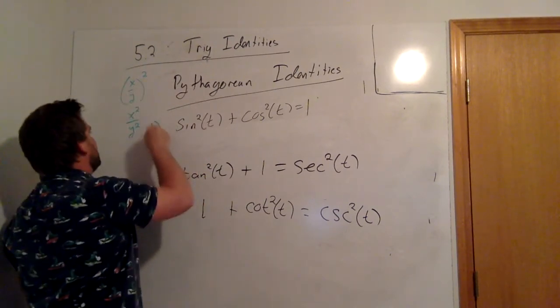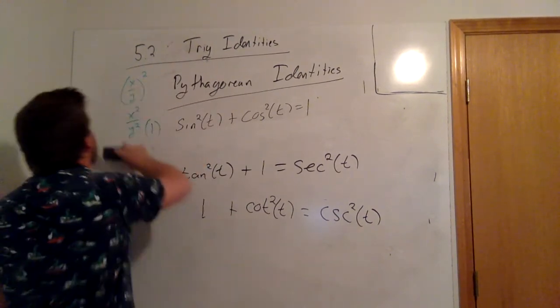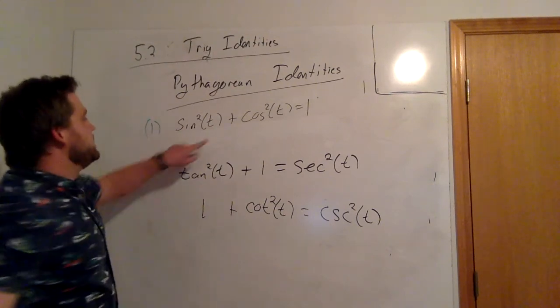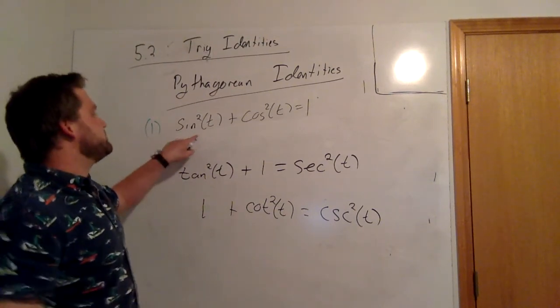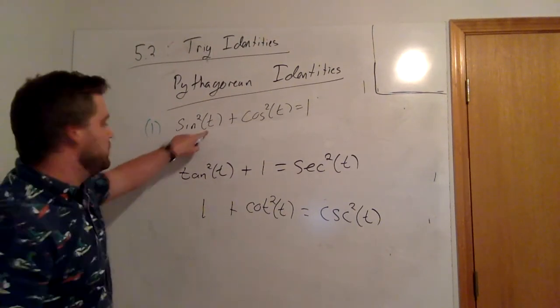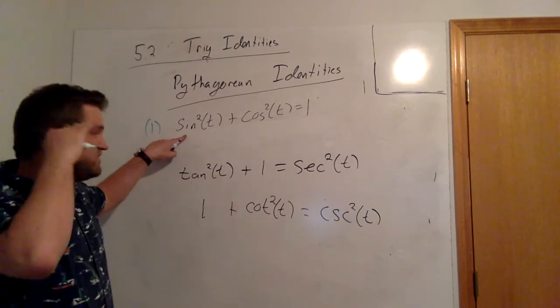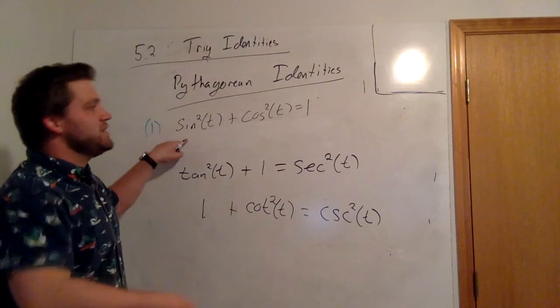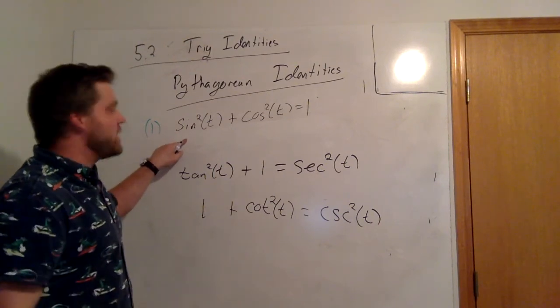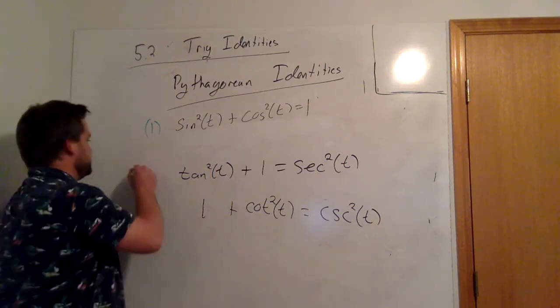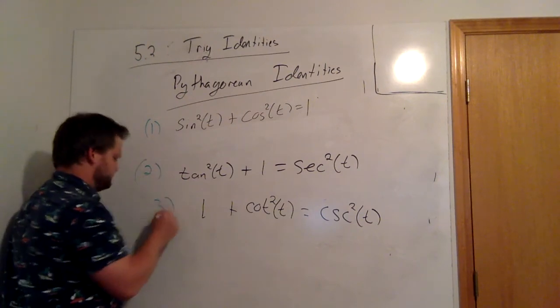First one. Now, again, I have the first one memorized. This one makes sense to me because it's just the Pythagorean theorem on the unit circle. These other two I derive directly from this one. Less memorization. If I know where things come from, it helps me understand the material rather than memorizing. So 1, 2, and 3.